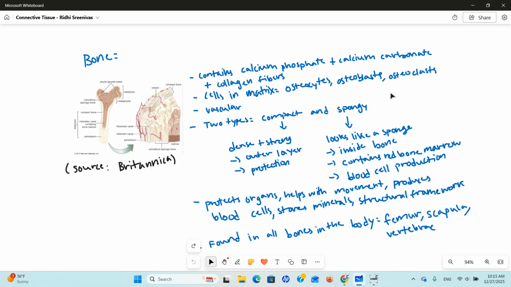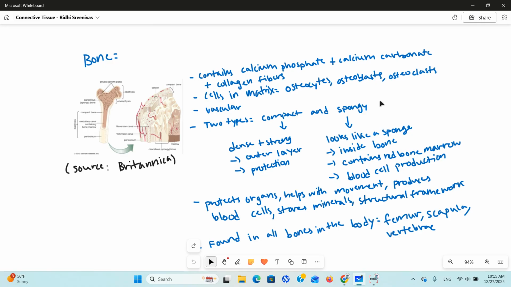Bones are vascular, meaning they have a blood supply in their network to receive nutrients more efficiently. There are two types of bone tissue, compact and spongy. Compact bone is more dense and strong, found on the outer layer of bones for protection, and spongy bone is more lightweight and contains a lot of holes, looking like a sponge, and is found inside bones. They contain red bone marrow for blood cell production.